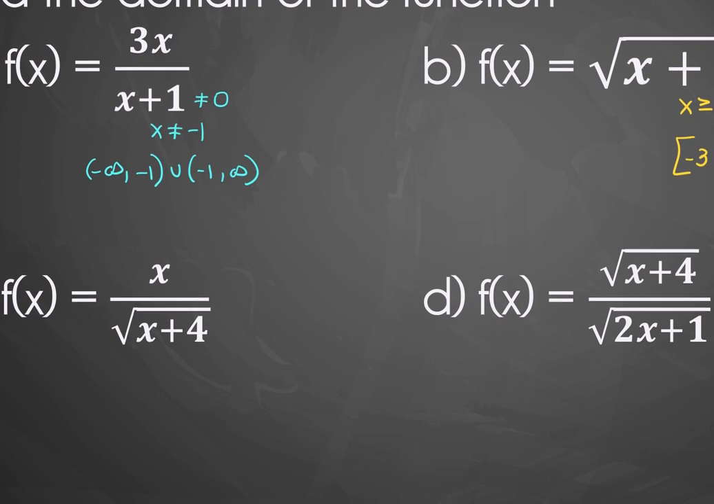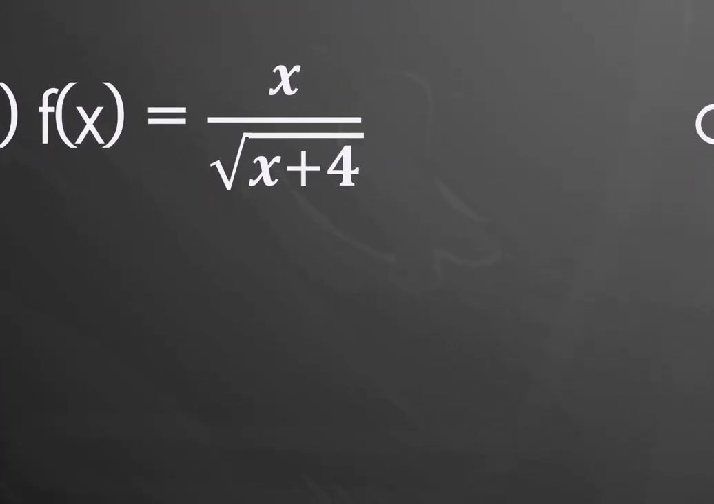Okay, go to C. What's the restriction here? Good. So how does that change it? Good. Has to be greater than 0. Can no longer equal 0. So x would be greater than -4. Parentheses on -4 to positive infinity. Parentheses on the infinity.